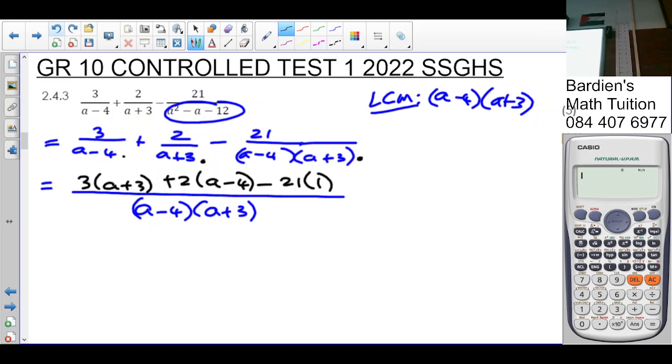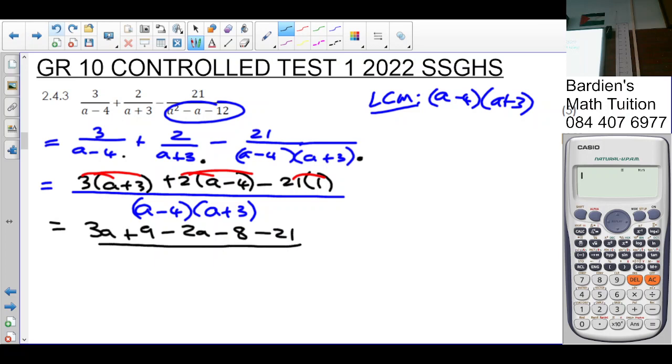So what do we do now? To get rid of the brackets, I need to multiply. So it's going to give us 3a plus 9 minus 2a minus 8 minus 21, all over a minus 4 times a plus 3. So what do we do now? We add like terms. So 3a minus 2a is a, 9 minus 8 is 1, and 1 minus 21 is negative 20, over a minus 4 times a plus 3.